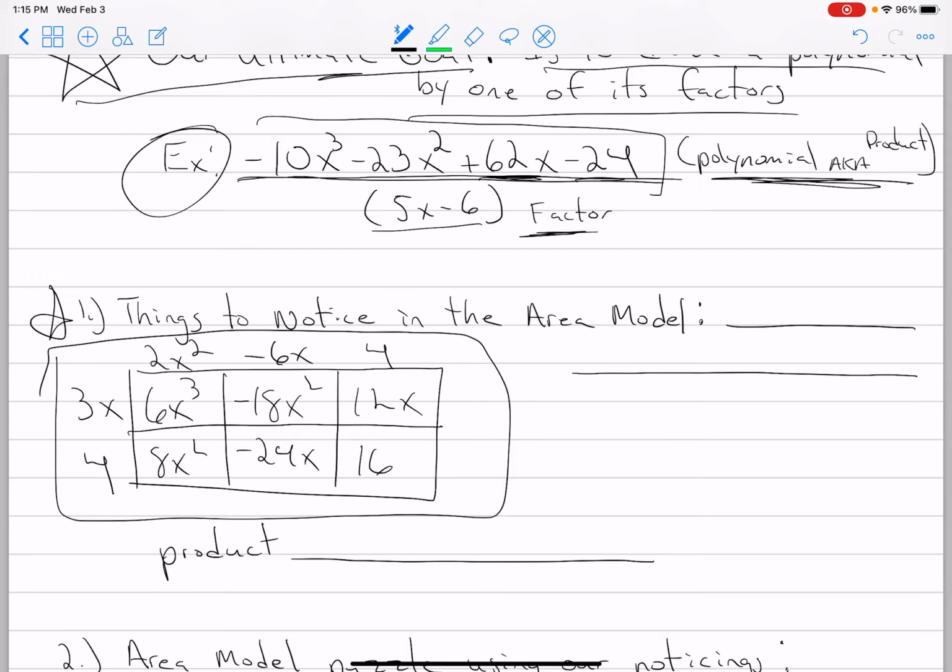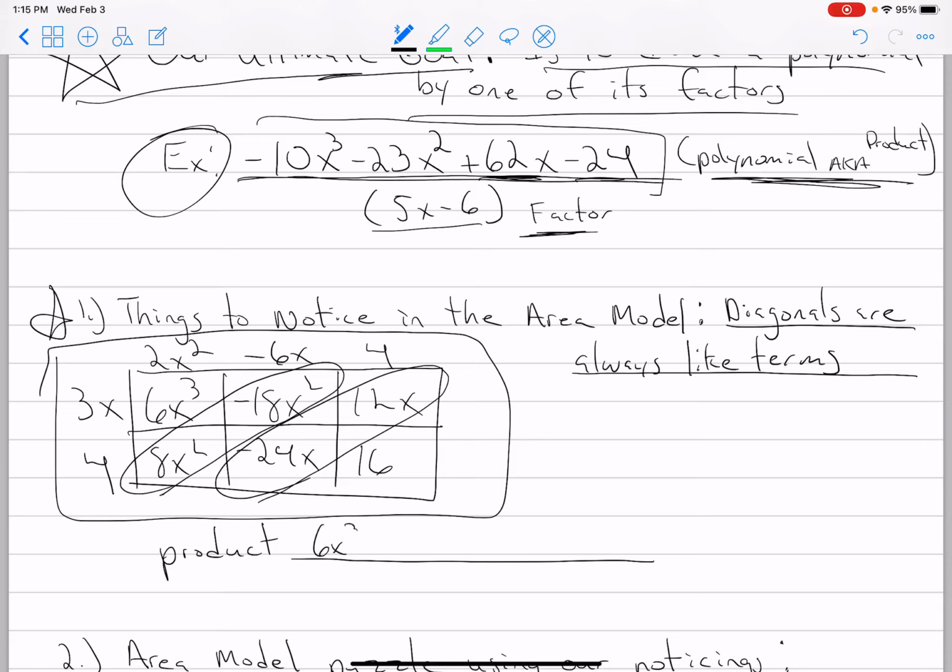Now let's see, what did you notice about this? Well, what you should notice is that in area models, your diagonals are always like terms. 8x squared and negative 18x squared, like terms. Negative 24x and 12x, like terms, all right? That's the thing that I want you to notice, that the diagonals are always like terms.